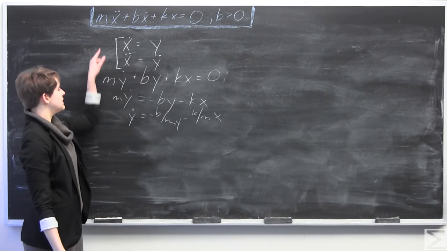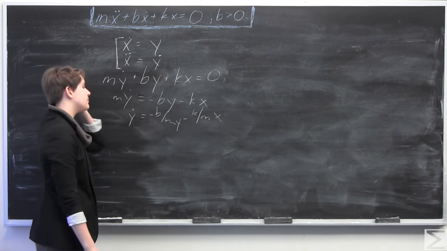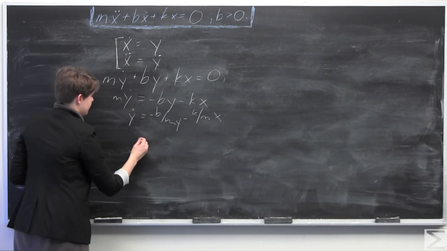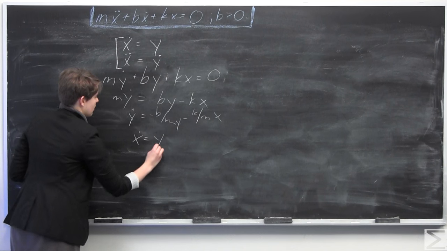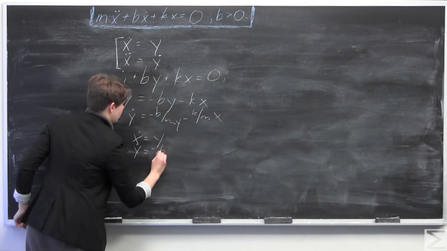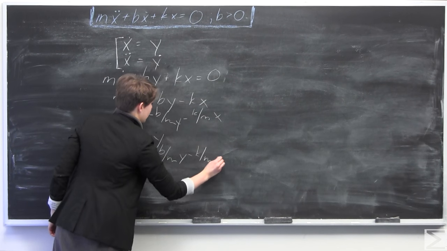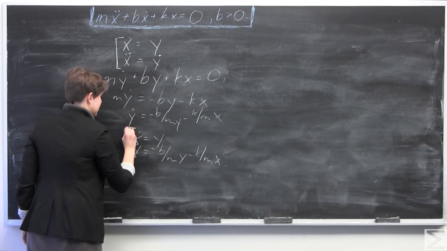So now I'm going to write this as a system of two first order coupled differential equations. We know that x dot is just equal to y, and we know that y dot is equal to negative b over m y minus k over m x. So this is going to be the system that we're working with.